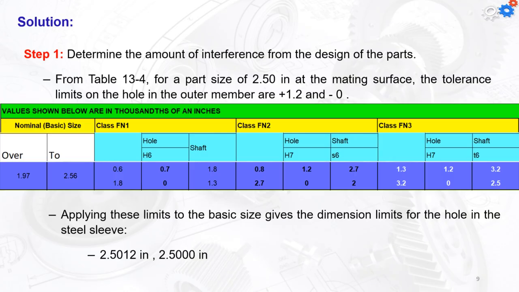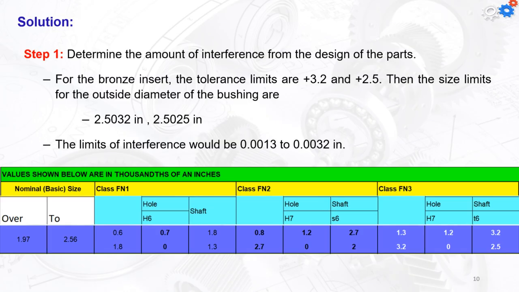So simply, for the hole, you can add the value to the diameter. The minimum value is going to be 2.5 and the maximum diameter is going to be 2.5012. Now, I'm going to remind you of the interference for the design of the part for the bronze insert, which is the inside one. The limits are going to be 3.2 and 1.3. Then the size limit of the outside diameter of the bushing is going to be 2.5032 and 2.5013.